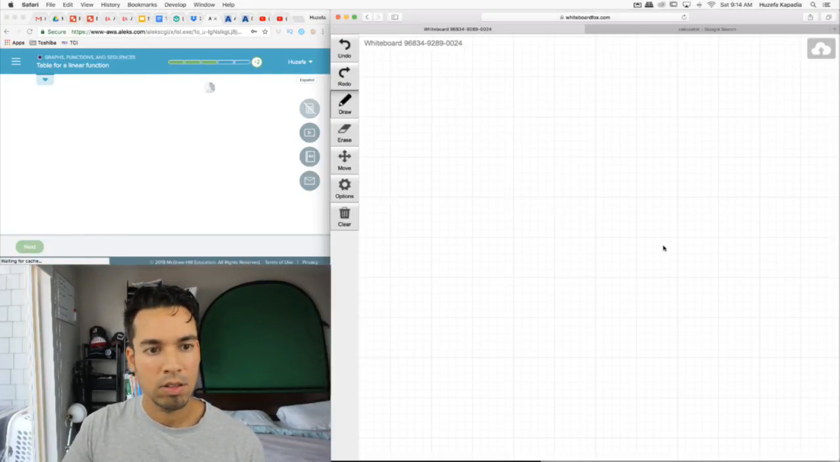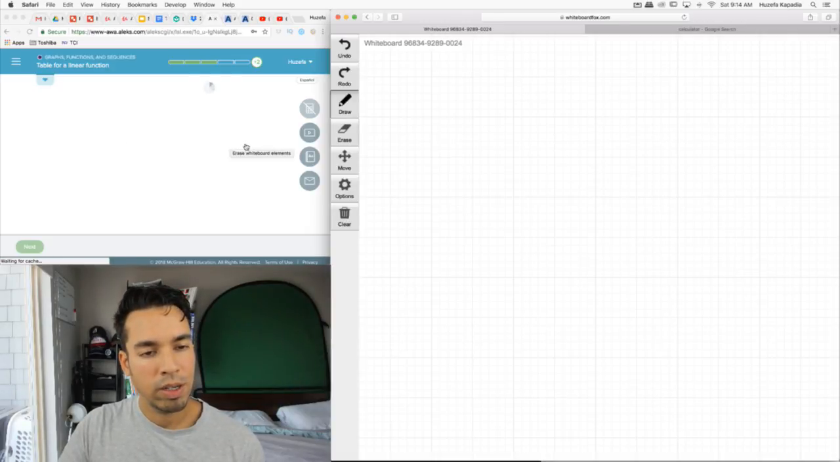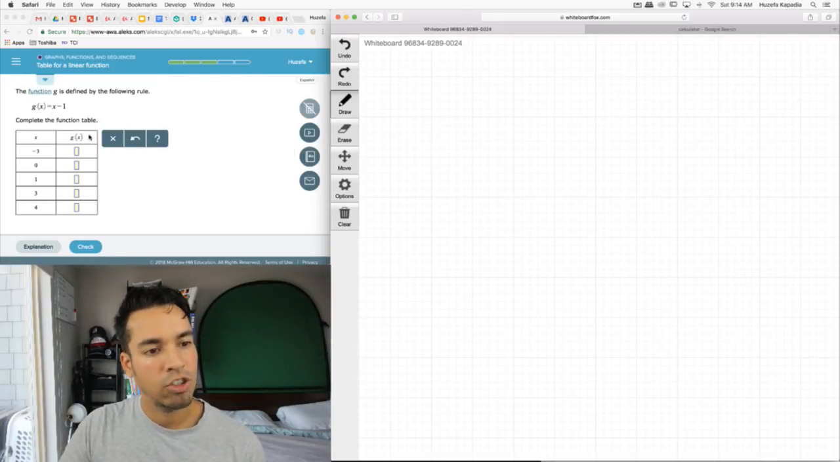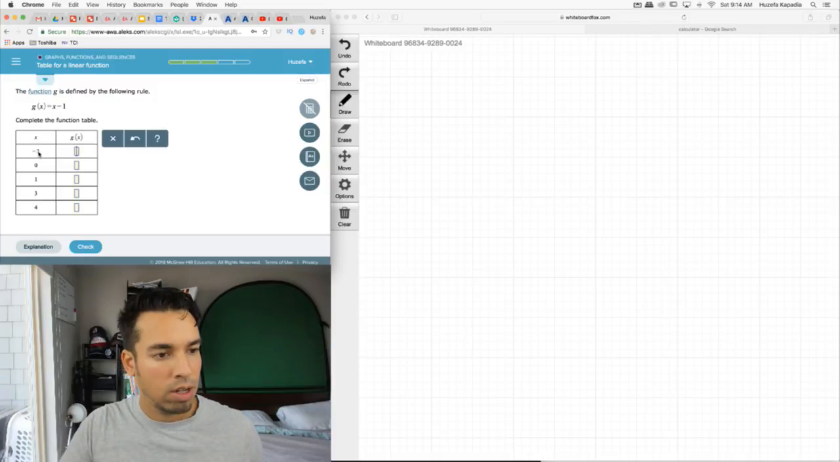Next. This one I'm going to blaze through very quickly without writing anything down. So again, it's just x minus 1. That's pretty easy. So negative 3 in for x. Negative 3 minus 1 is negative 4. 0 minus 1 is negative 1. 1 minus 1 is 0. 3 minus 1 is 2. 4 minus 1 is 3.